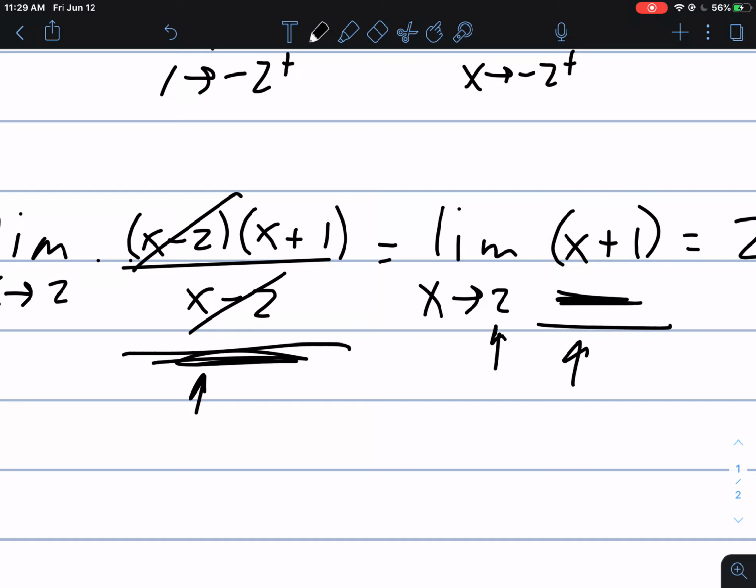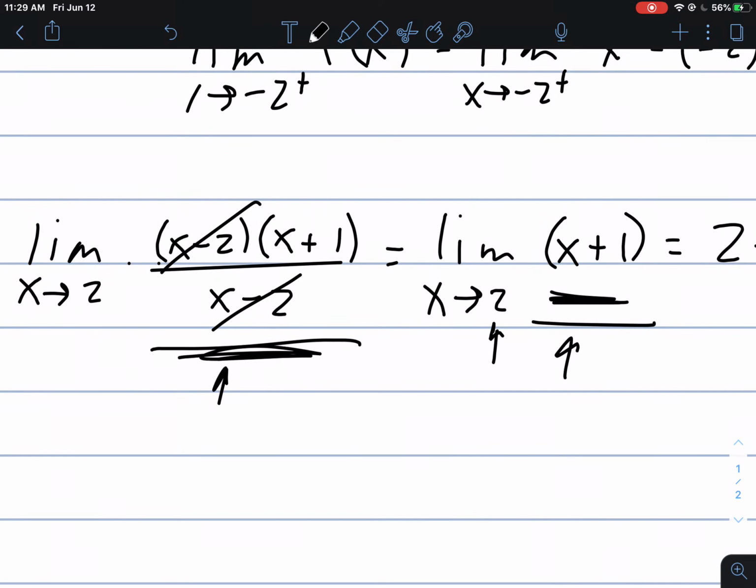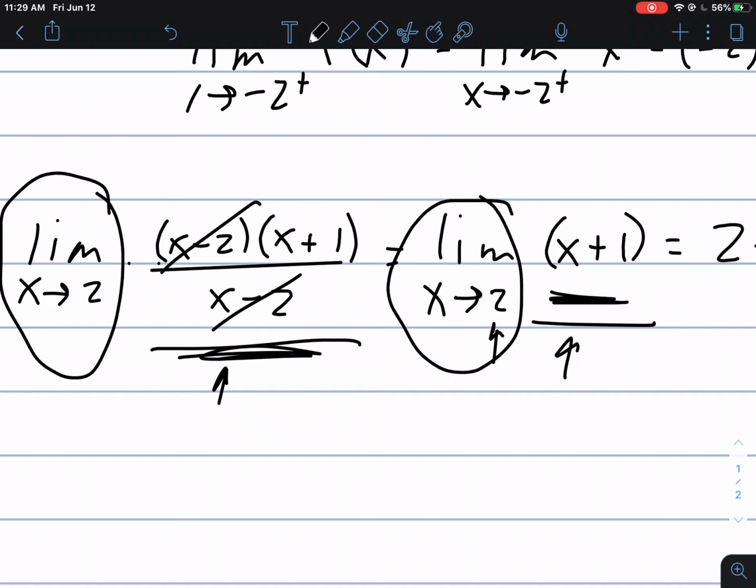And that's fine in terms of the limit, because if we're evaluating the limit as x approaches 2, I don't care about 2, right? So as long as we include this limit statement, then now these two statements are exactly the same. The limit as x approaches 2 of x minus 2 times x plus 1 over x minus 2 is exactly the same as the limit as x approaches 2 of x plus 1. So I'm re-emphasizing that because that tends to get lost, right? Without that limit statement, those two functions are not equal to each other. But the limit statements are equal to each other.